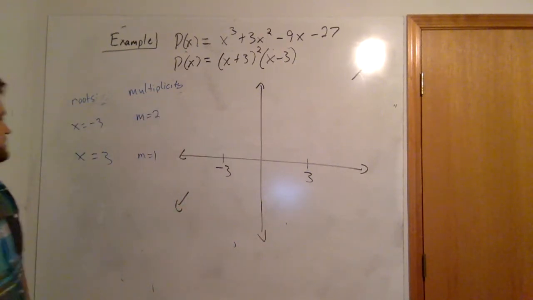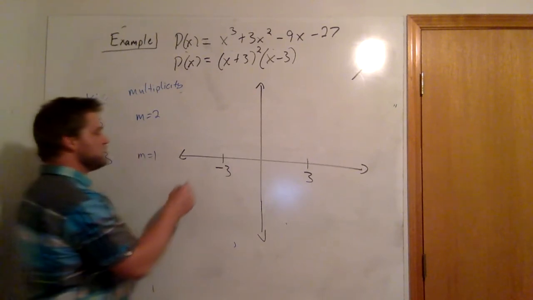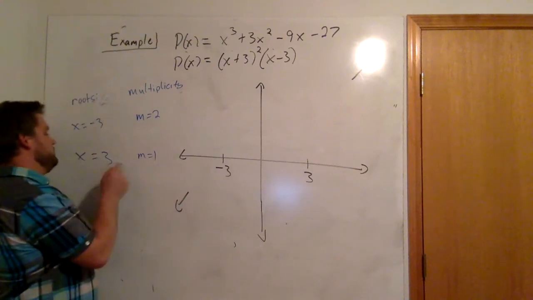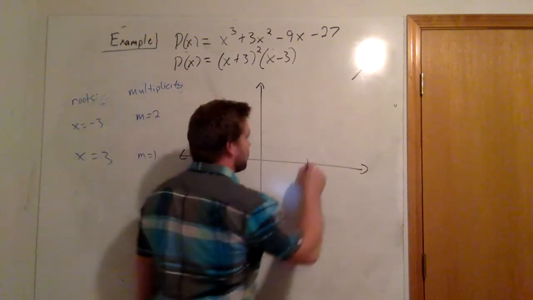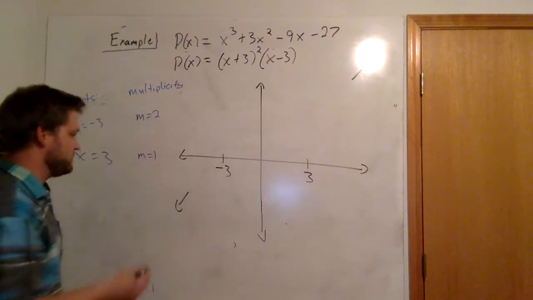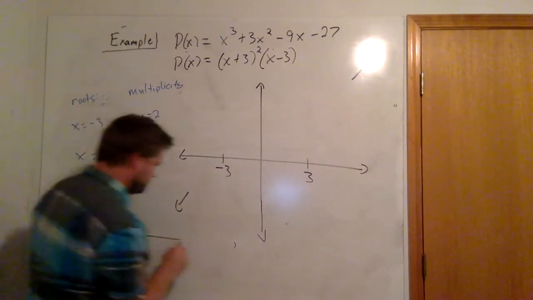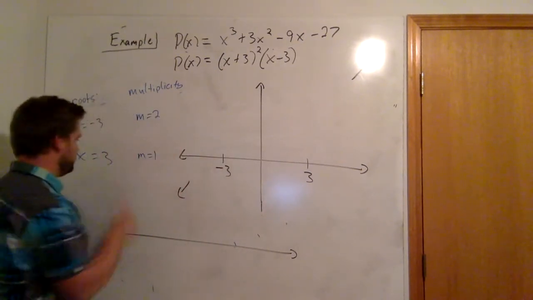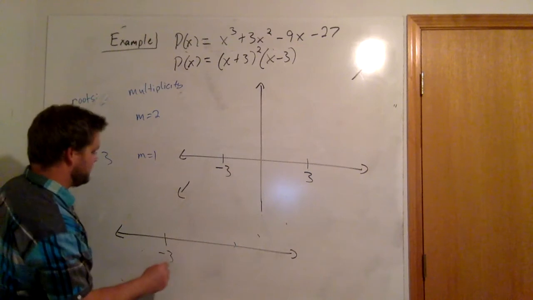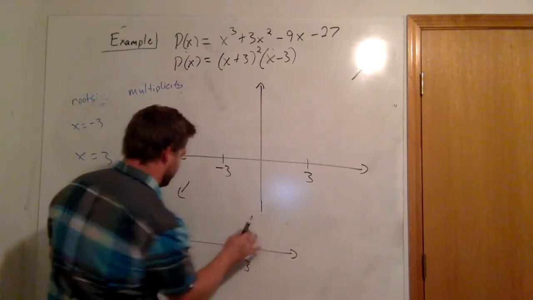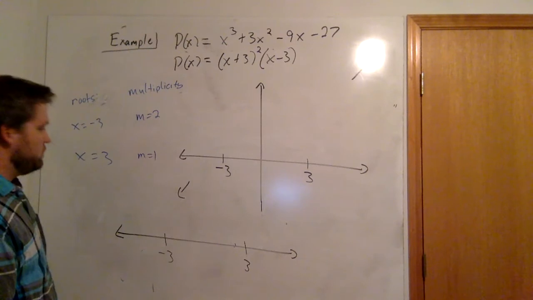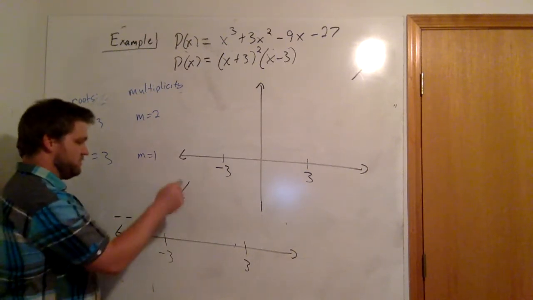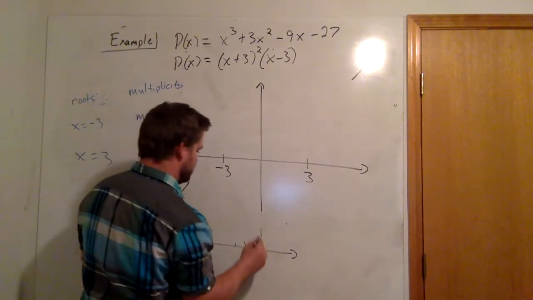So what I know here is since negative 3 has a multiplicity of 2, it's actually going to go ahead and bounce off of negative 3. And then since 3 has a multiplicity of 1, it's actually going to cross through. So let's actually verify that with the sign chart. So let's make our sign chart. So here we have our roots at negative 3 and 3. Okay, so I already know, based on the end behavior, that it has to be negative over here, and over here, it has to be positive.